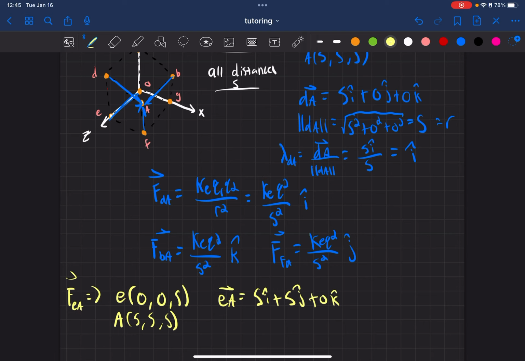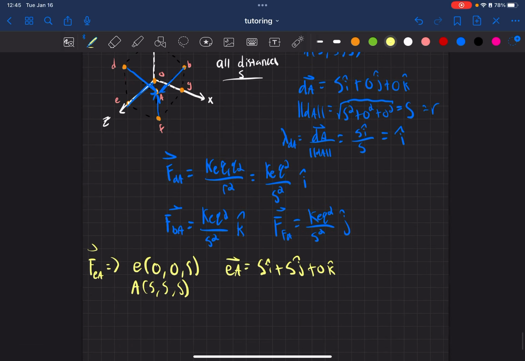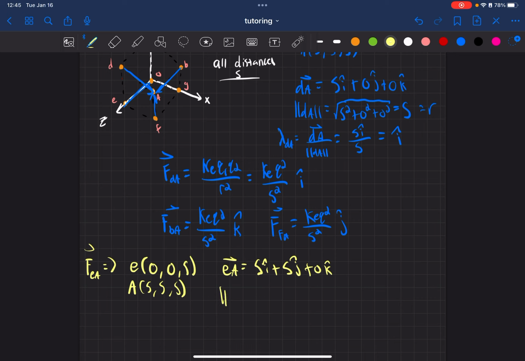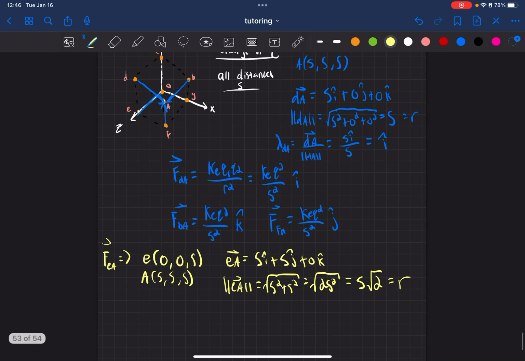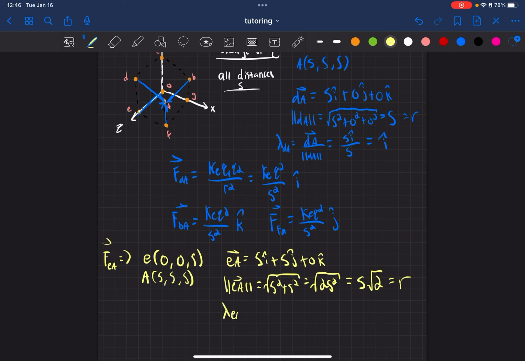Right, so now we have two values, which just means it's going to take a little bit more work. Same thing though, we look at EA, and what we do is we find the magnitude. So this is going to be the square root of s squared plus s squared, which is the square root of 2s squared. And this is multiplication, so you can simply take the s out: s square root of 2, right? And this is going to be equal to our r when we substitute it in. Then what we need to do is find the unit vector of EA, right?